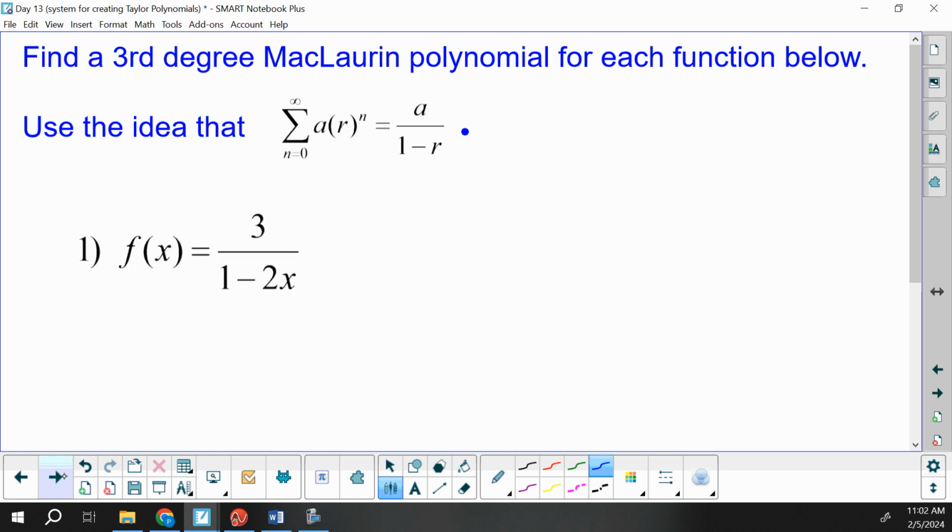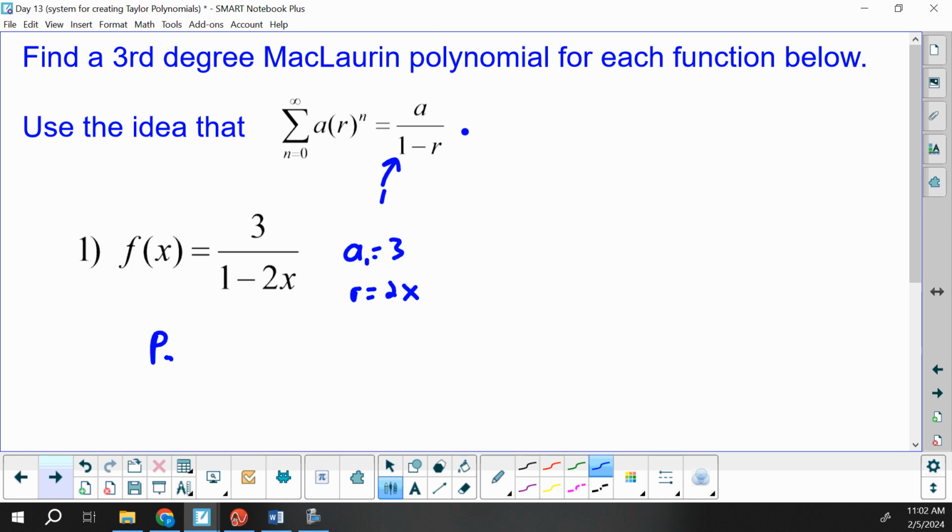So we can use this idea of geometric series to find polynomials for things that are in that geometric form. So remember, we have a1 over 1 minus r. So as long as that spot's a 1, we can easily figure out the first term and the r. So this would tell us that a1 is 3, and our r would just be 2x.